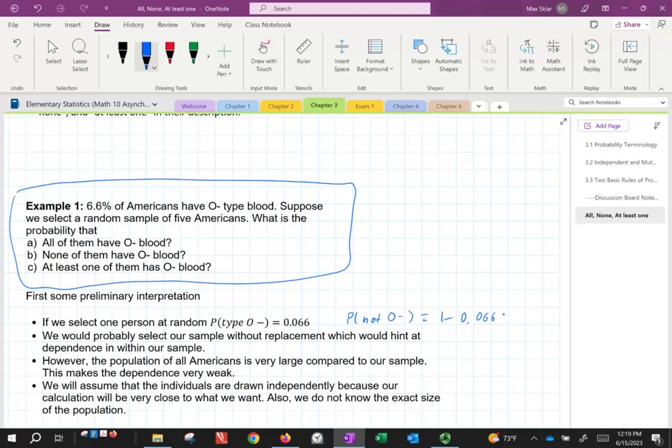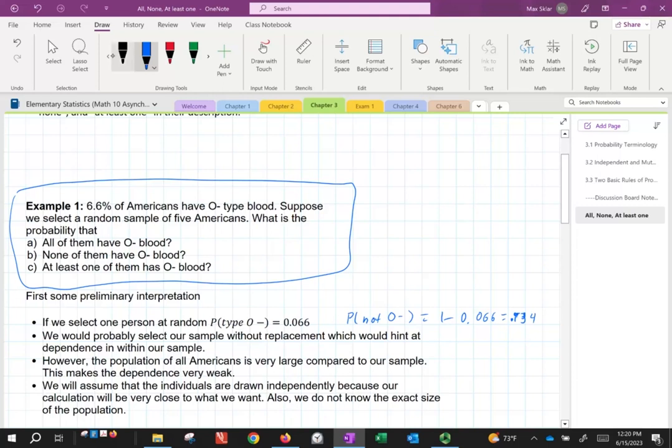6.6% of Americans have O negative blood, which means that 93.4% do not. I calculated that earlier. So 6.6% of Americans have O negative type blood, which means that 93.4% do not. And I'm writing my percentages as decimals, as you should always do when you're computing probability.